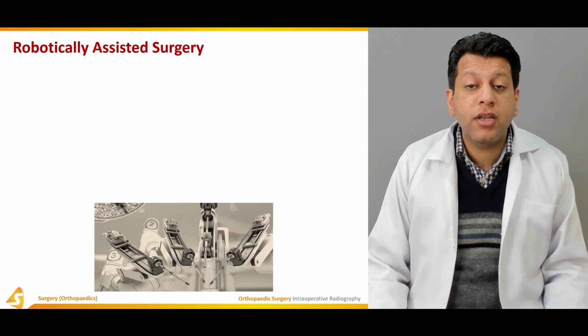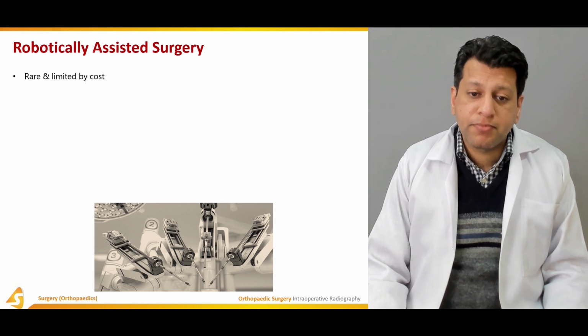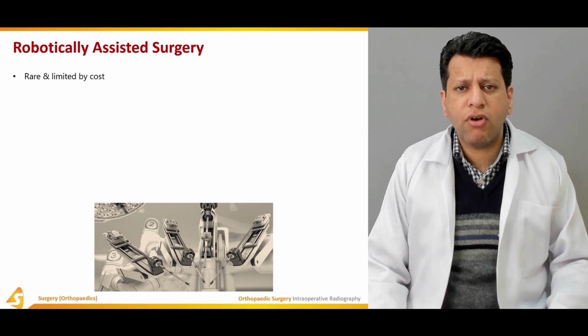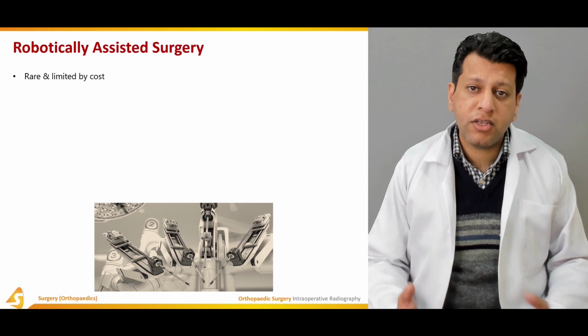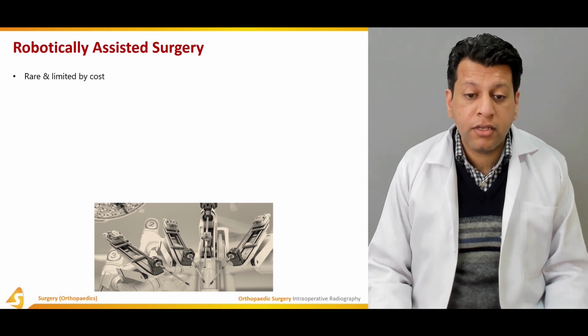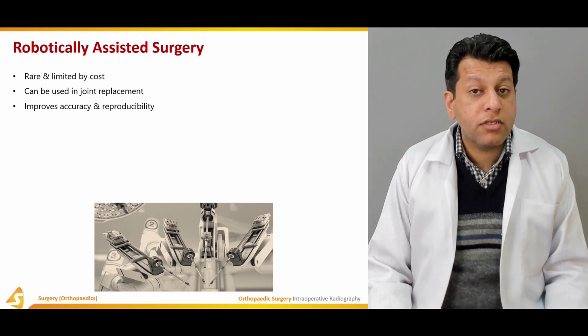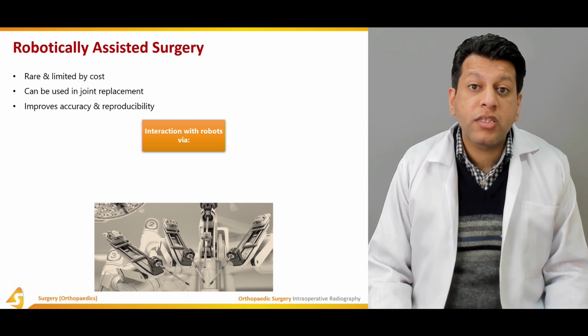Another option nowadays is robot assisted or robotically assisted surgery. Although it's rarely done, it's still emerging and evolving, but it's costly, so it's not done all over the world. There are a few highly specialized centers where it's been done, but it can be used in joint replacement. It improves accuracy and reproducibility, and interaction with robots could be via 3 ways.